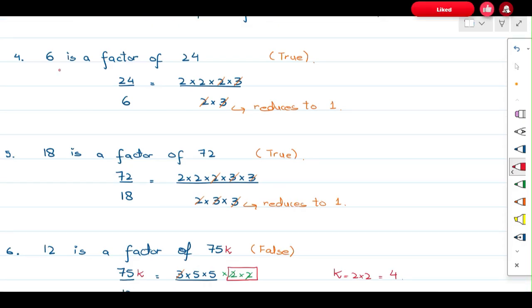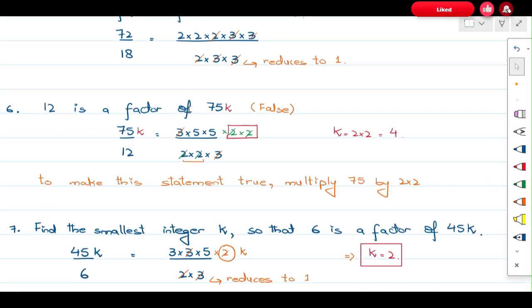How do we check that 6 is a factor of 24? 24 divided by 6 should reduce the denominator to 1, using prime factorization. 18 is a factor of 72: 72 divided by 18, write down the prime factorization of 72 and 18. The denominator reduces to 1, so the statement is true. And let me check, is 12 a factor of 75? 75's prime factorization divided by 12's prime factorization, does it reduce the denominator to 1? No, it is not reducing the denominator to 1.